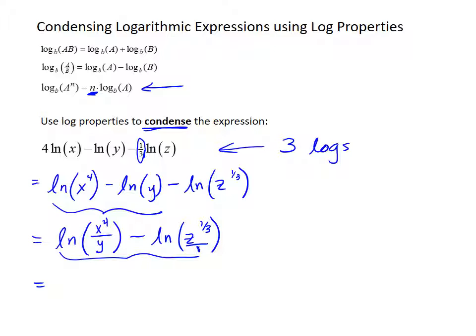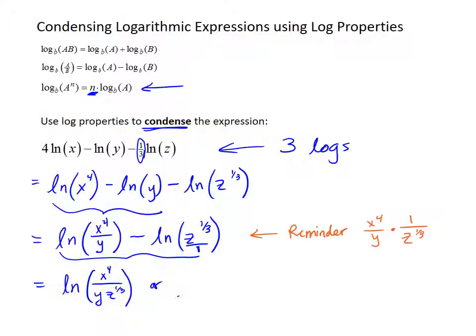Now when you divide fractions, a little reminder, you flip and multiply the second. So x to the fourth over y times the reciprocal of this, 1 over z to the 1/3. So that z ends up in the denominator. So in our final answer, we get natural log of x to the fourth over y z to the 1/3. Now another way to write that 1/3 is as a root. So you could say the natural log of x to the fourth over y cube root of z.